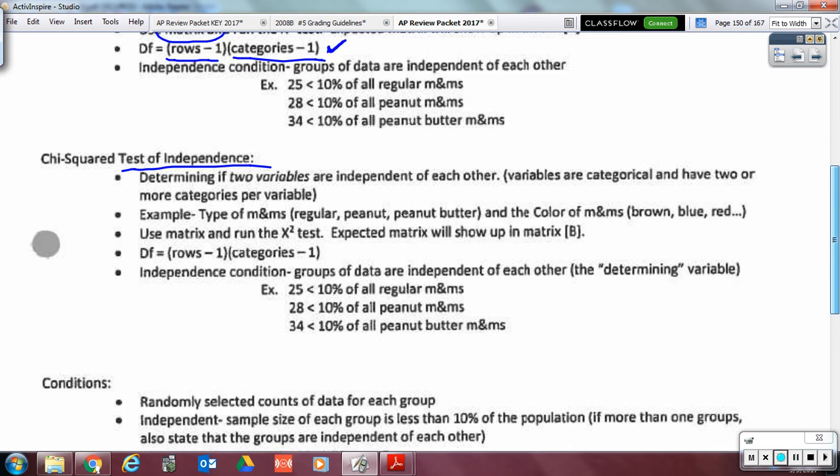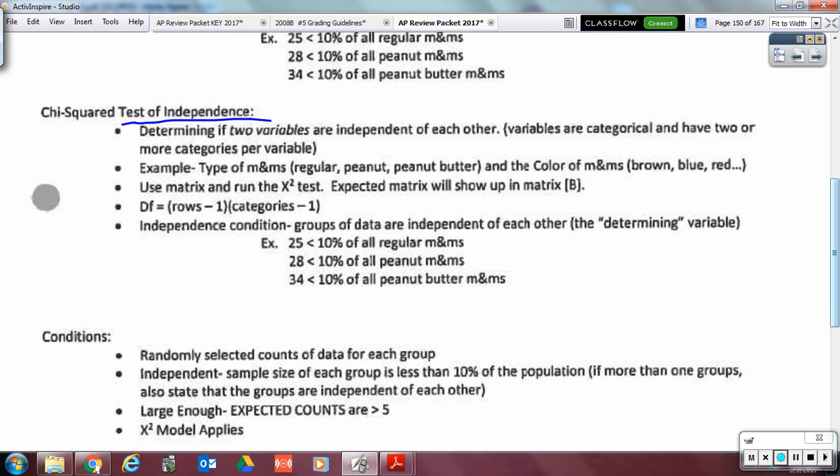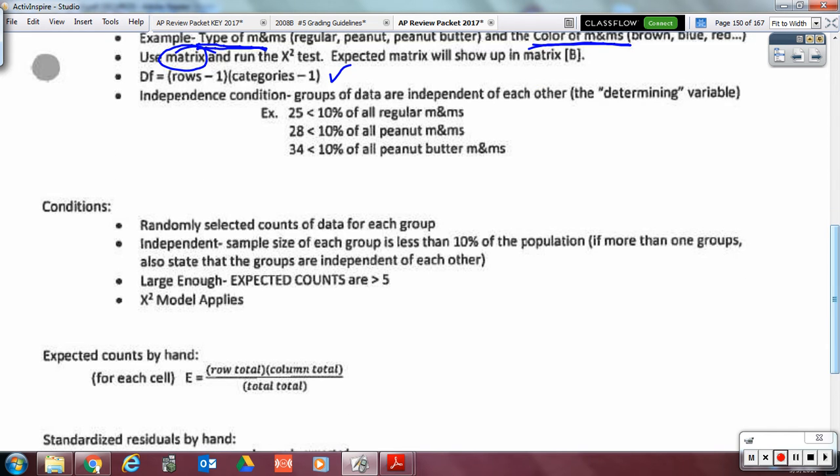All right? And then the chi-squared test of independence is 2 totally separate variables. So, for example, the types of M&Ms and the color, the whole spectrum of the colors. So the type of M&Ms, regular, peanut, peanut butter, and then the whole spectrum of colors, not just brown, not brown, but brown, blue, red, yellow, so on. Again, these also use the matrix, and it's rows minus 1 times columns minus 1 for degrees of freedom as well.